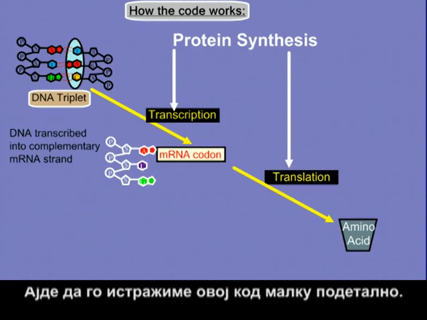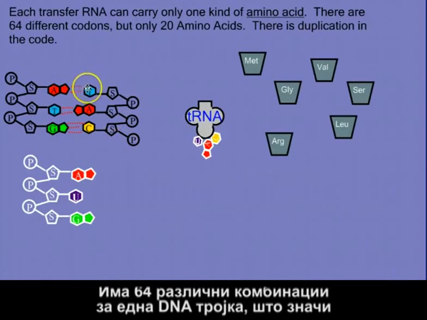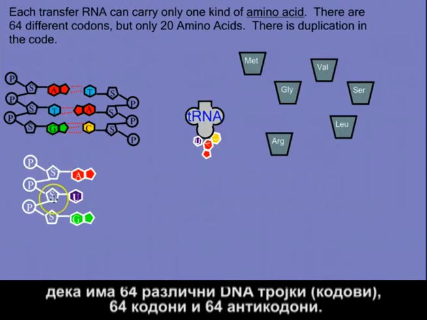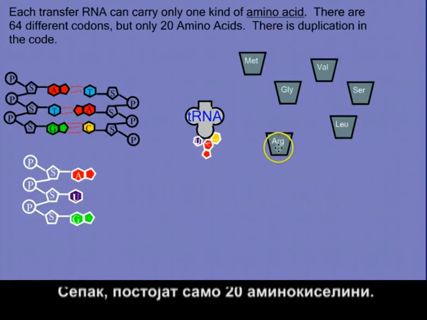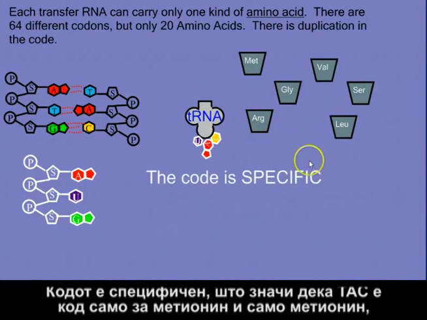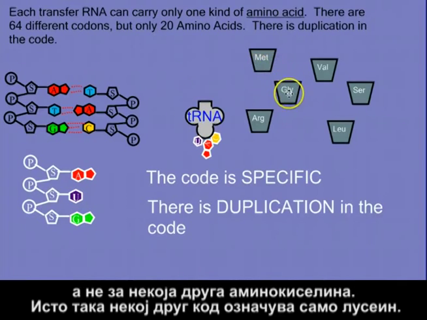Let's investigate this code a little bit closer. There are 64 different ways to make a 3-letter sequence of nucleotides in DNA. There are 64 different DNA triplets, which means there are 64 different mRNA codons and 64 different versions of transfer RNA possible in terms of genetic code. However, there are only 20 different amino acids, and I haven't put them all here, but there are 20 different amino acids. Now, the code is specific, meaning that this sequence, TAC, can only ever code for methionine, and only methionine. It can never code for glycine or valine or serine or leucine or any of the other 20.